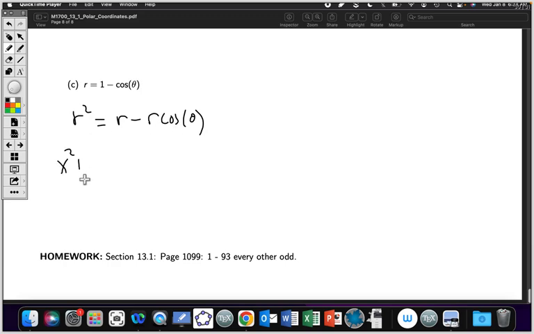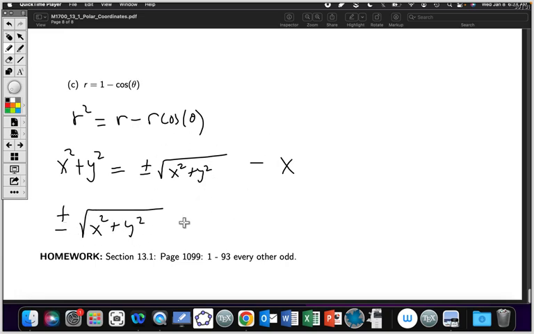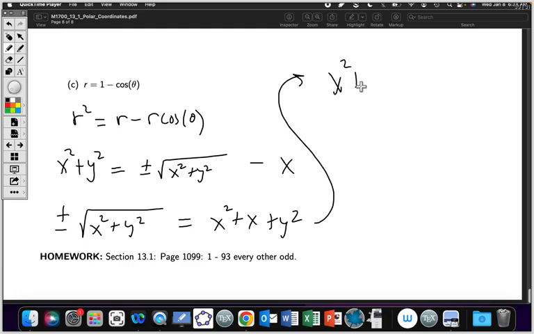So r squared I know is x squared plus y squared. r would be plus or minus the square root of x squared plus y squared. And then r cosine theta is x. So if I wanted to get rid of this square root, I could add the x over. I'd have plus or minus the square root of x squared plus y squared would be x squared plus x plus y squared. And then I could square both sides and get this interesting curve.